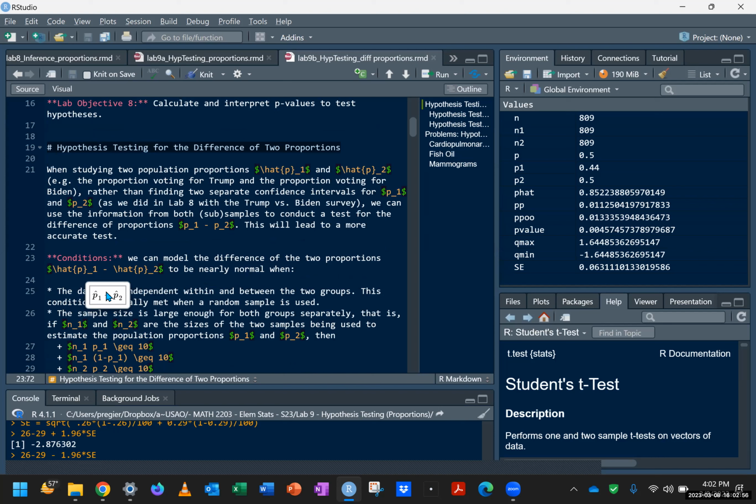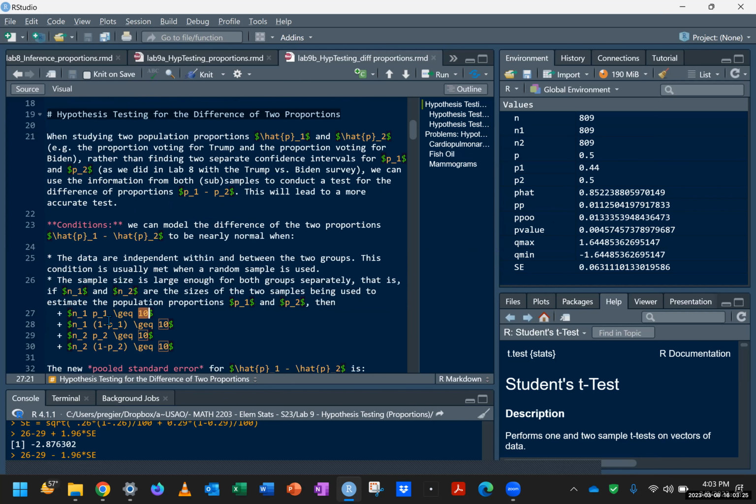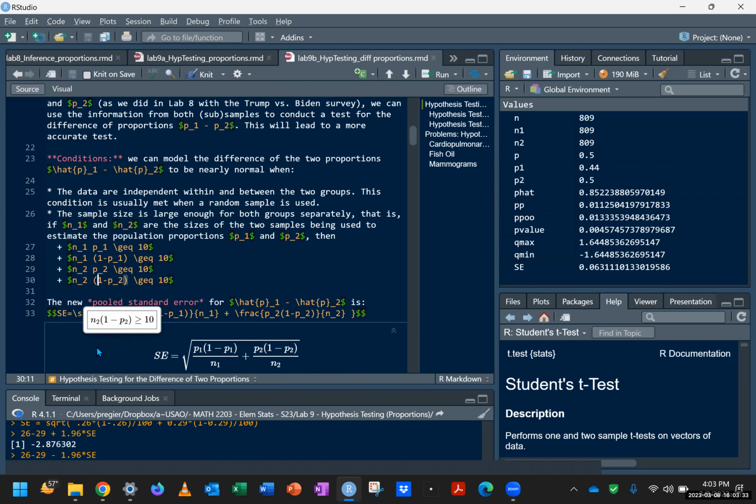So the conditions for this are that we want this value, proportion from sample 1 minus the proportion from sample 2, to be nearly normal. In order to ensure that, we say we got independence within the groups. We can say that this is randomly selecting people in both groups, and who I select for group 1 doesn't matter for who I select for group 2. And then the sample size needs to be large enough so that we have at least 10 successes in the first group and 10 failures in the first group, and the same for group 2. So that's how we can calculate it.